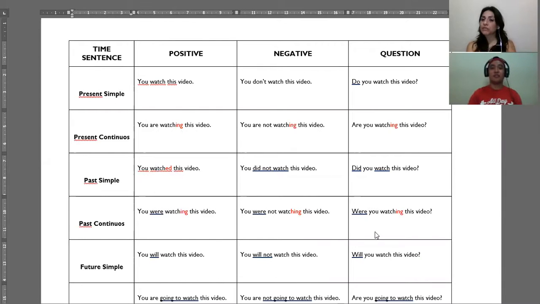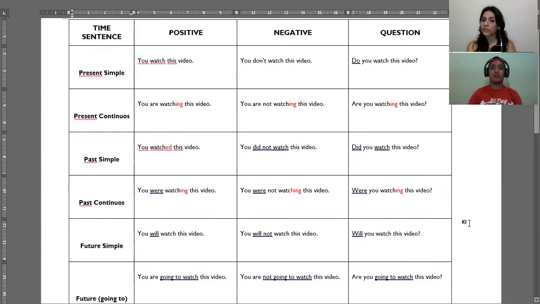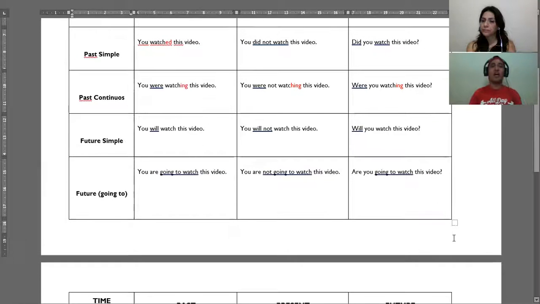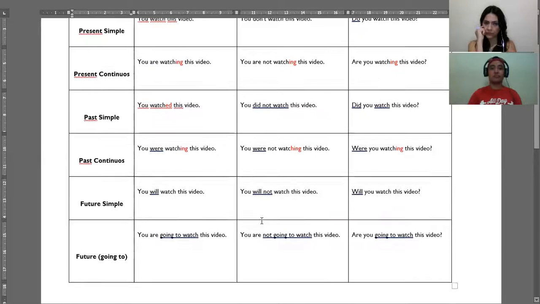Because you have the auxiliary, Williams. You have the auxiliary "did." If I have an auxiliary verb, it is the base form that changes. You keep the base form of the verb.